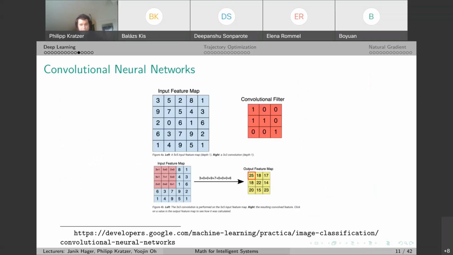Here's an actual example with some numbers. So here just ones and zeros. We can apply this filter here in the corner, for example, and then we will have 3 plus 9 plus 7 plus 6, which ends up being 25. And then if you move it once further, you will get the next number, 18. So basically, you just multiply the actual value here with what we have in the convolutional filter here.